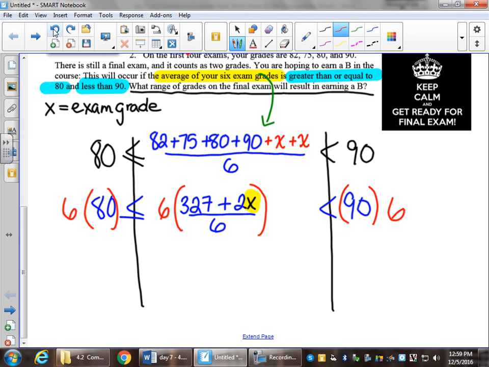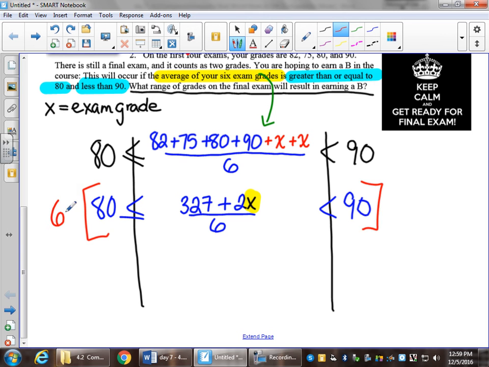Whichever way you like. I'm going to stick to the giant brackets with the big 6 outside. 6 times all this. But whatever makes you happy, do that. So let's distribute. 6 times 80 is 480.